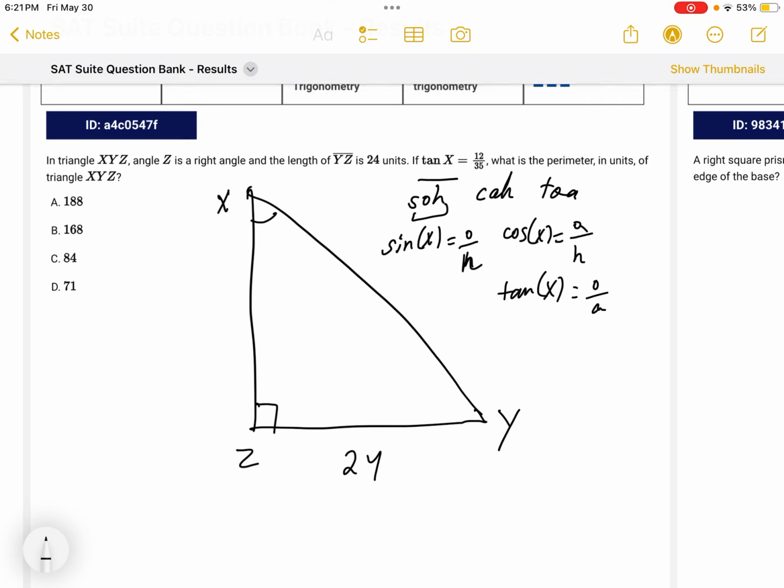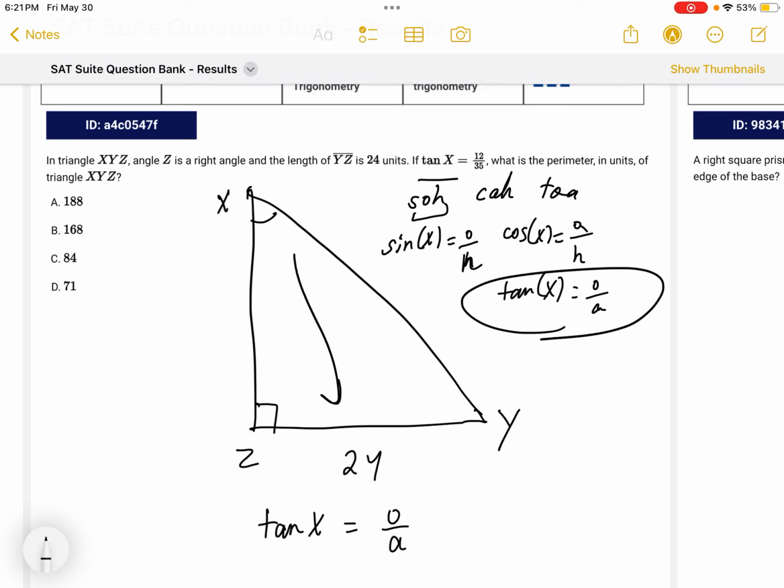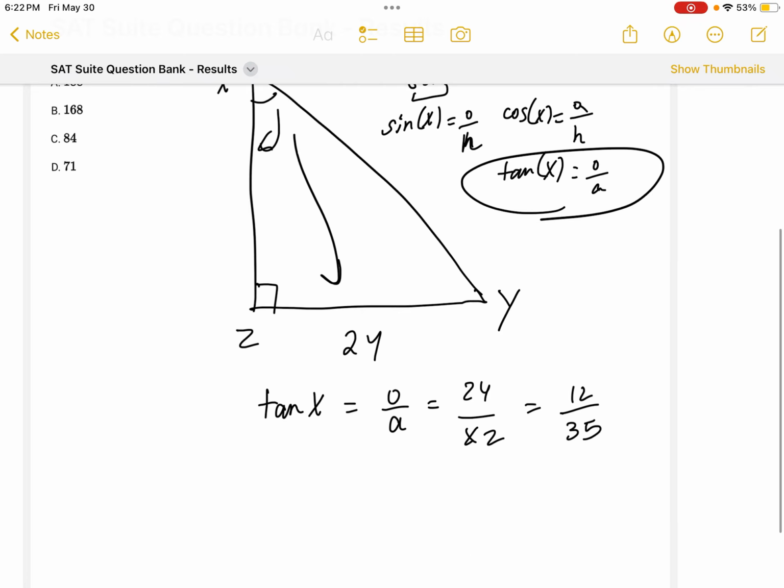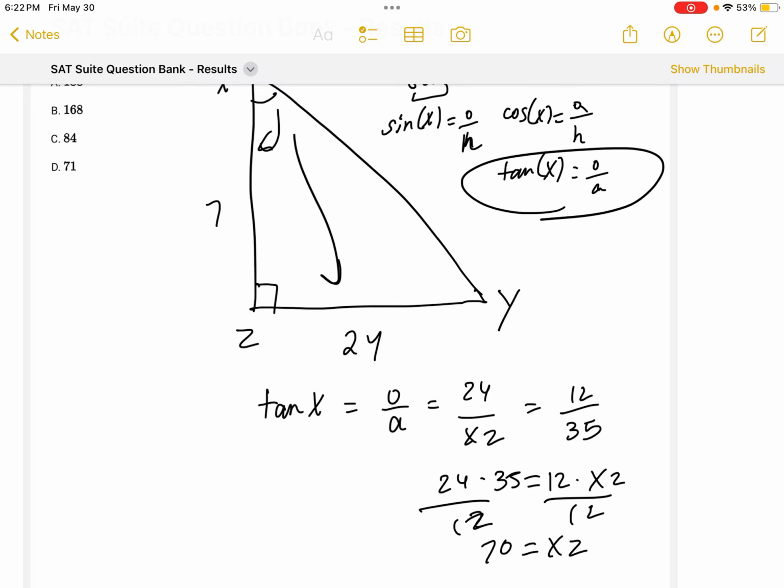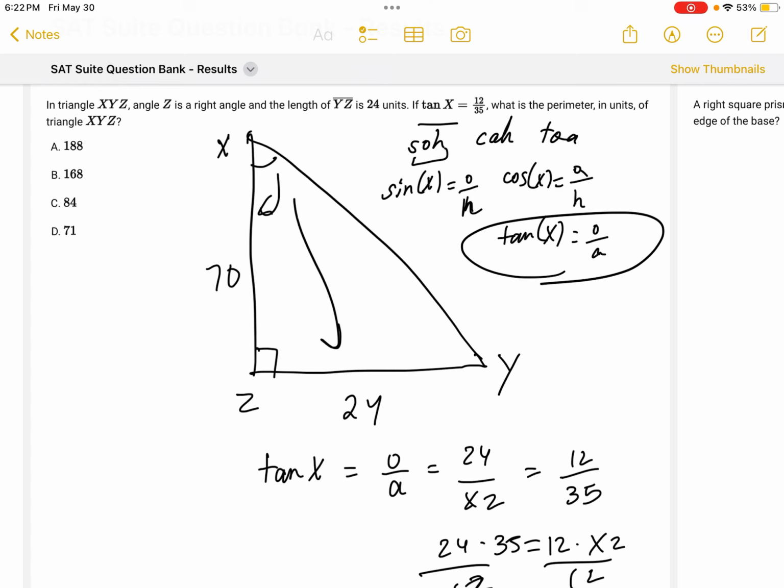Here we're given tangent, so let's apply this ratio. If tangent X is equal to opposite over adjacent, our opposite side is side YZ, which is 24, and our adjacent side is XZ, and that is supposed to be equal to 12 over 35. Cross multiplying, we get 24 times 35 equals 12 XZ. Divide by 12 on both sides, and you get 70 equals XZ. So we know what XZ is. We want to find the perimeter, though, so we have to find what XY is.